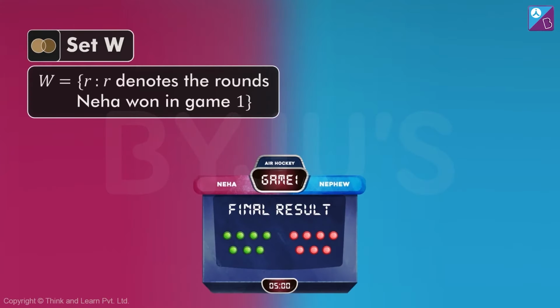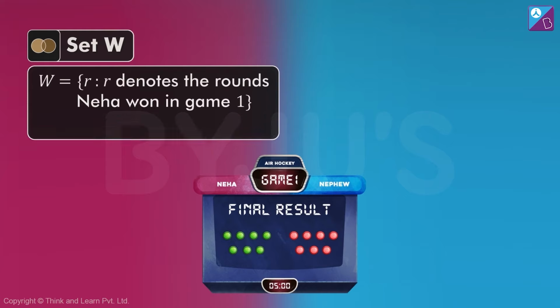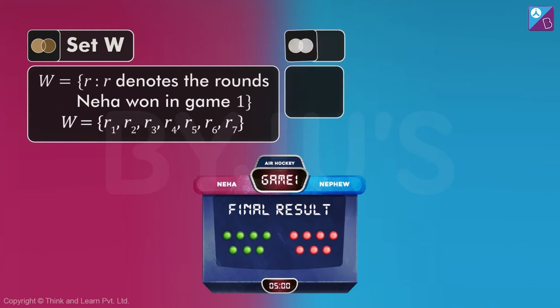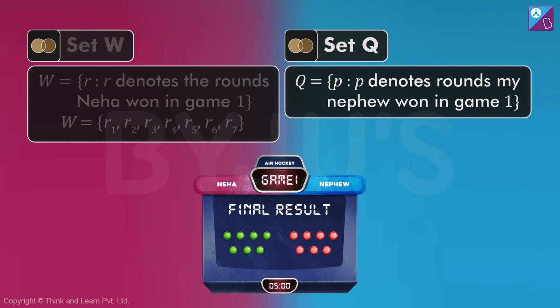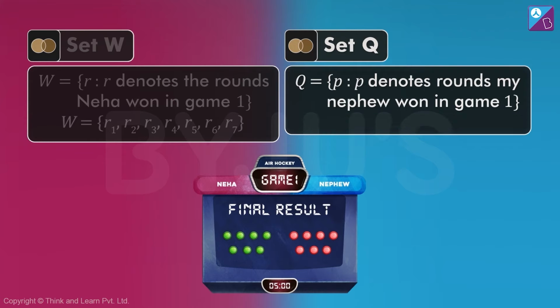Set W can be defined as the set of all the rounds I won in game 1. The roster notation for set W is this. The second set Q can be defined as the rounds that my nephew won in game 1. What will be the roster form of representation for this set? Yes, of course, it will be an empty set as my nephew did not win any round in game 1.